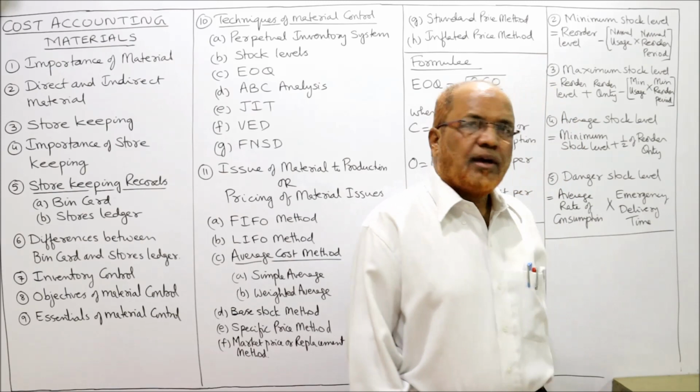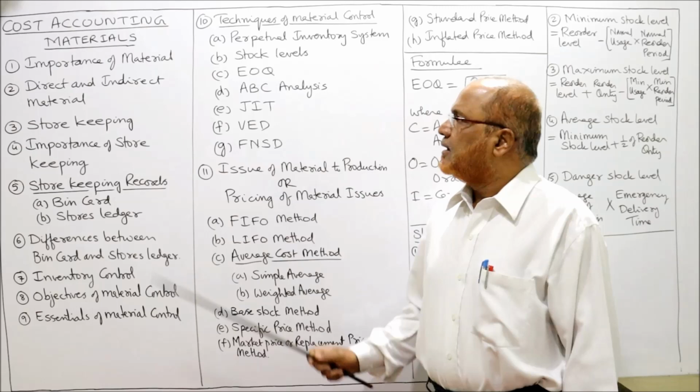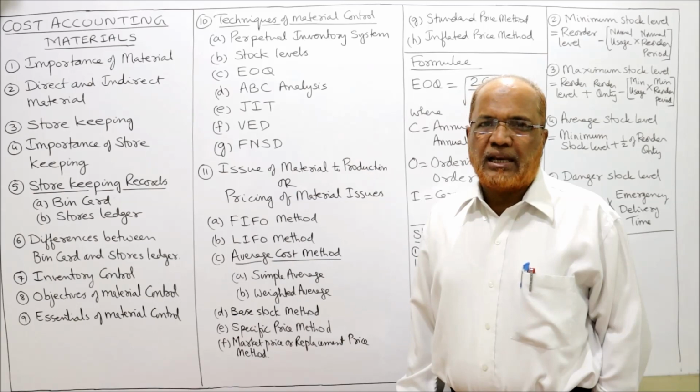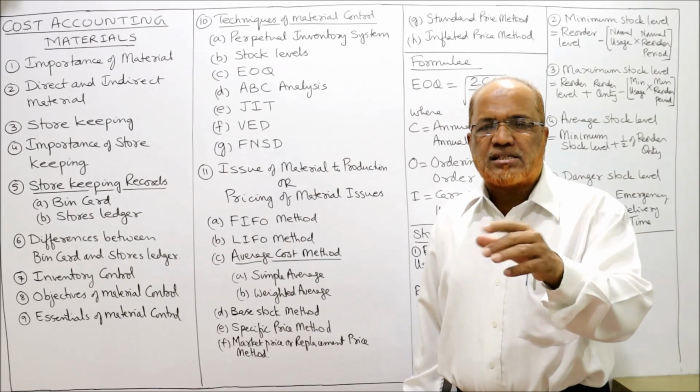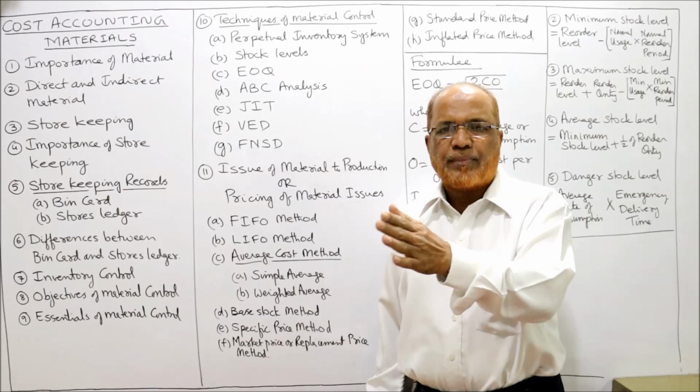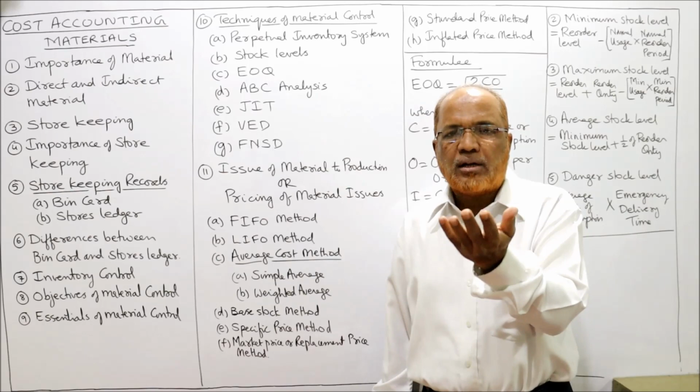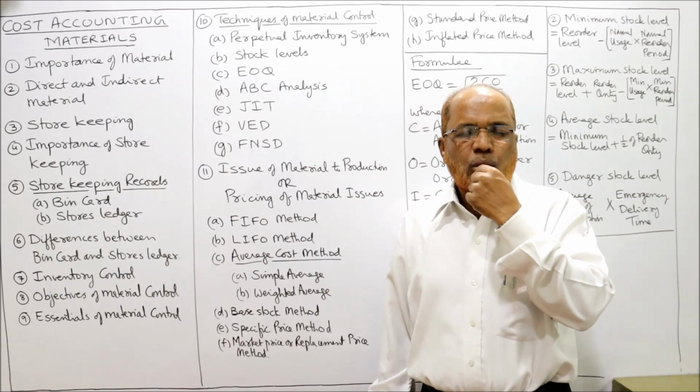ABC analysis is called a selective method of controlling the inventory. In this ABC analysis, all the items of inventories are classified into three categories: A, B, C. A category items are those items whose value is more, but the quantity is less.